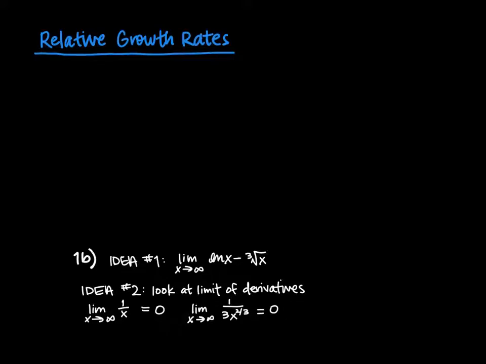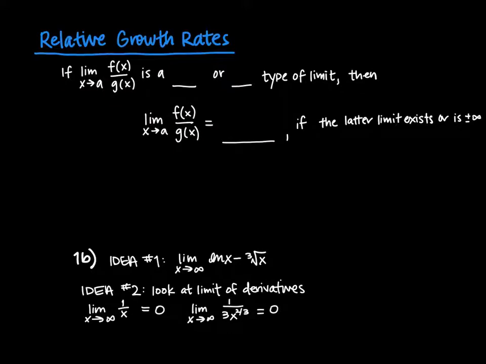L'Hopital's rule says if a limit of one function over another, so the ratio of two functions, is a blank or blank type of limit, then the limit of the ratio of those two functions is the same as what, if that latter limit exists or is plus or minus infinity. Well, this is saying that if the limit of the ratio of two functions is a 0 over 0 or infinity over infinity indeterminate form, we then found that the limit of f over g, that ratio f over g, is equal to the limit of their derivatives.